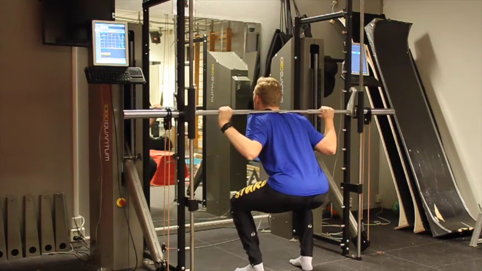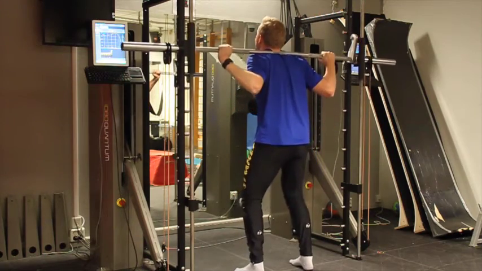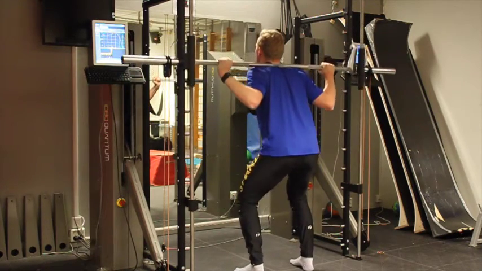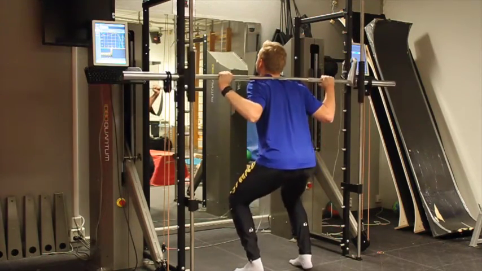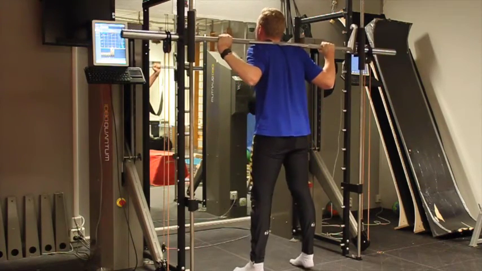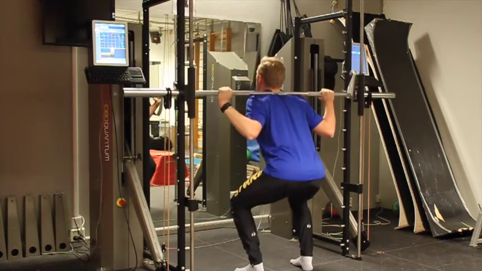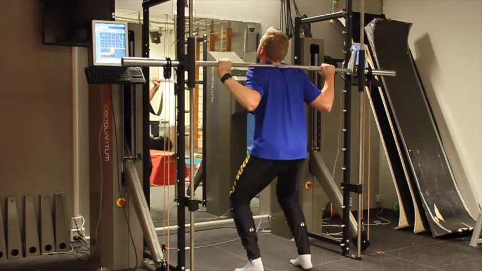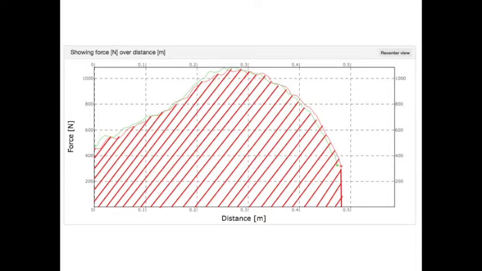In the isokinetic setting, the speed limit is set to 0.3 meters per second, which means that the bar will not move faster than the set speed limit, regardless of how hard the athlete pushes. This has the practical advantage that greater force can be generated through the movement as the athlete is assuming a vertical position. Thus, the area under this graph is therefore greater, meaning that the mechanical work is greater.